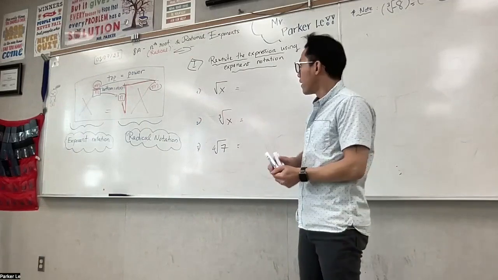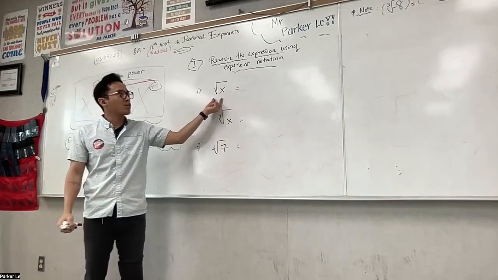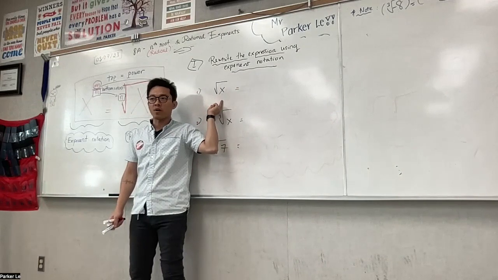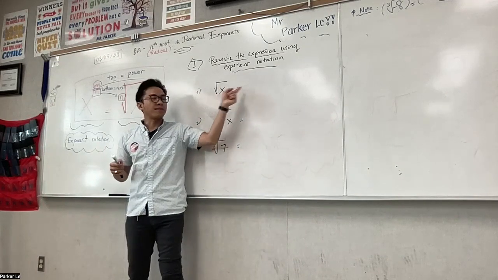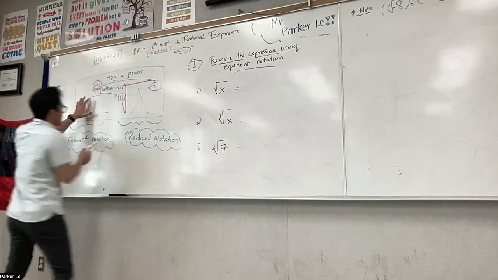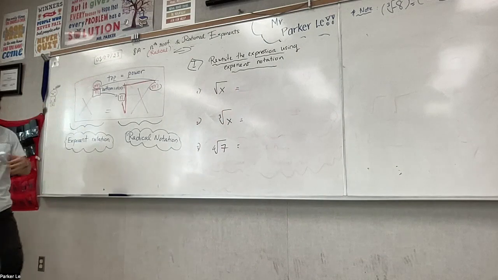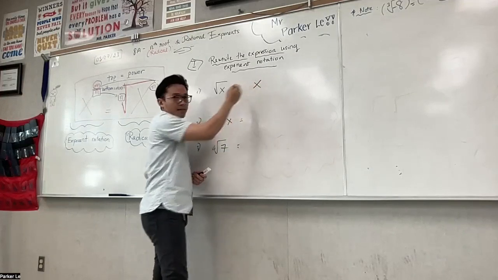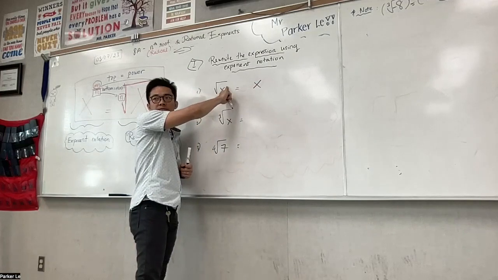Example 1. Can you convert this into exponent notation? Right now I see the radical of x. I'm going to convert it into something like this, with a fraction in the power. How are we going to do this? I write x first. What is the power inside of x, inside the radical? What is the power of the x?